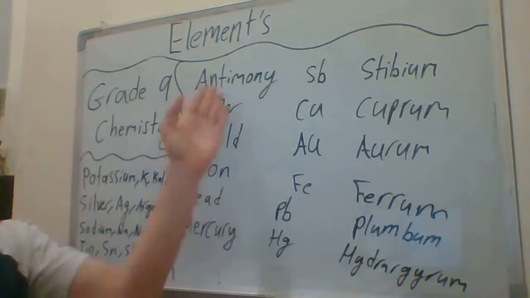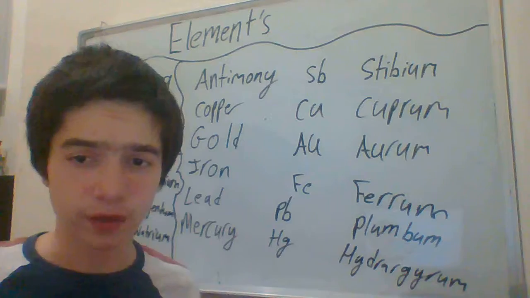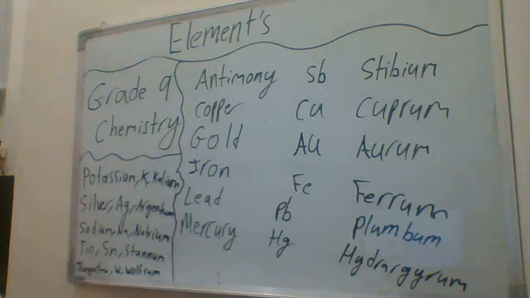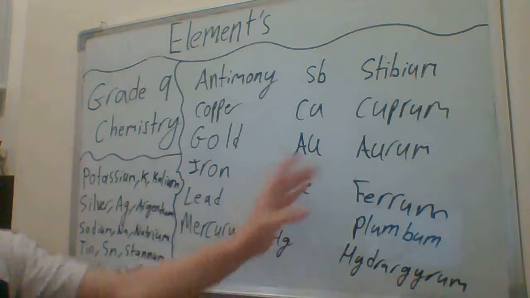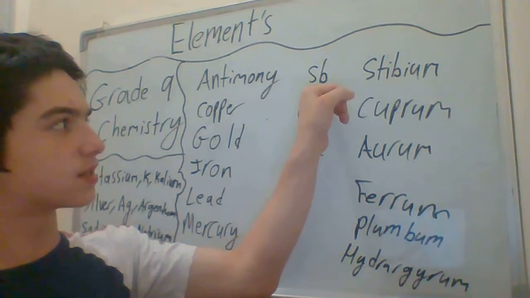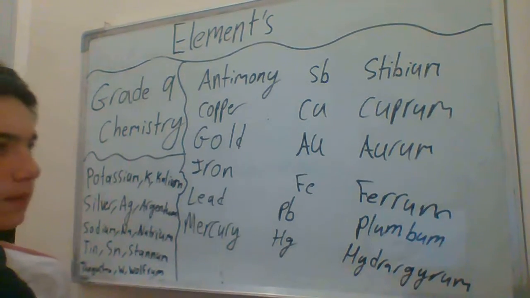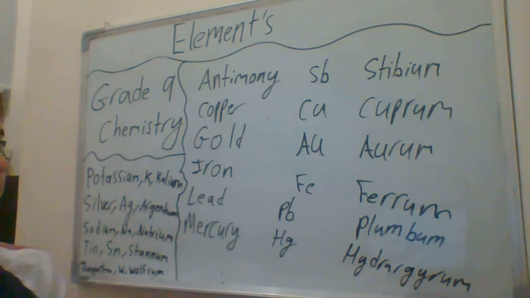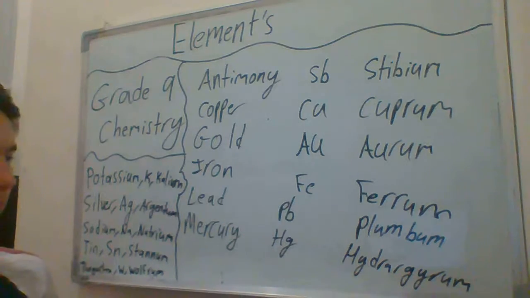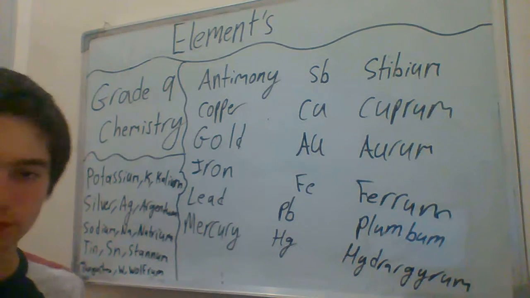Their old names: antimony is stibium, copper is cuprum, iron is ferrum, and gold is going to be aurum. From those names, you can tell that they're similar to their chemical symbols. Sb is for antimony and stibium is the old name, so you can feel it's derived from the old name to make that chemical symbol. Cuprum is copper, Cu. Au is gold, aurum. Fe is ferrum, which is iron, and Pb is plumbum, which is for lead.